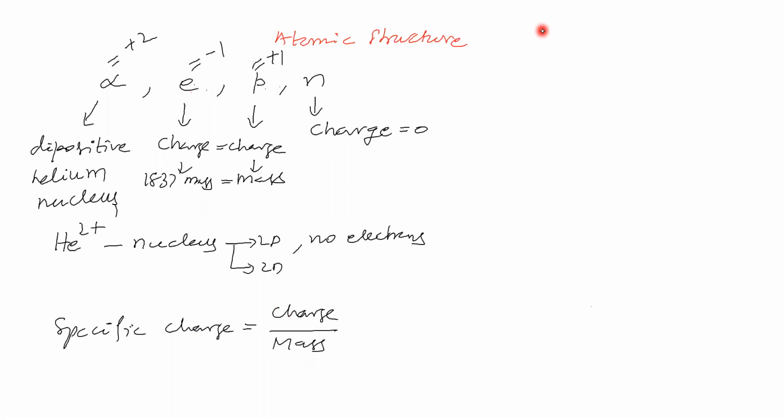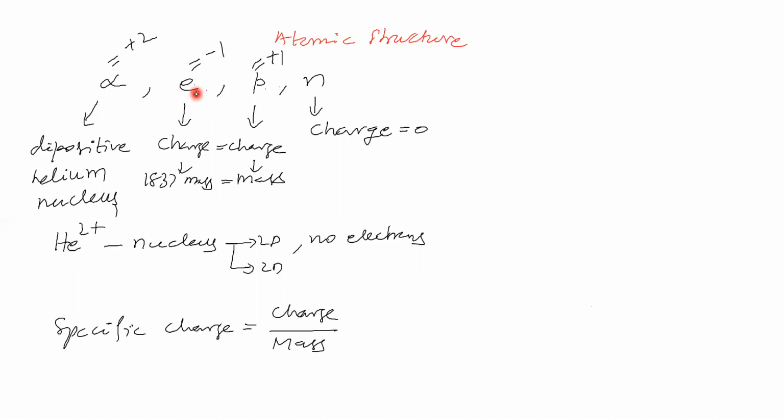Now see, for neutron, charge is 0. For proton, relative charge is +1. For electron, relative charge is -1. For alpha, relative charge is +2. So now you say, among these, which has the least specific charge? Which has the highest specific charge? What is the order of specific charge?